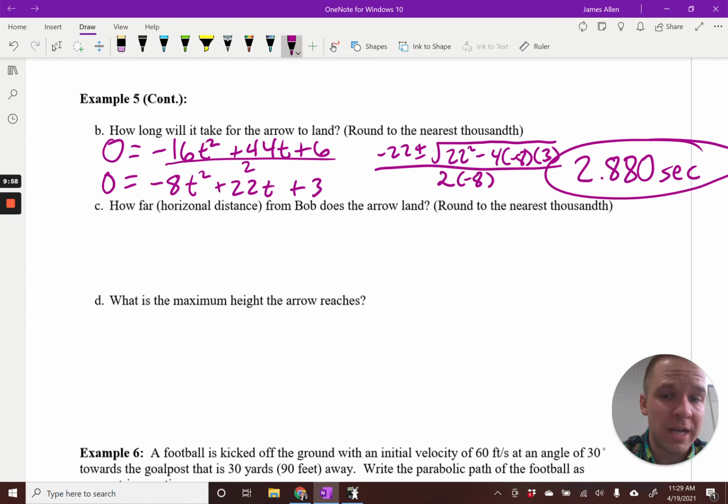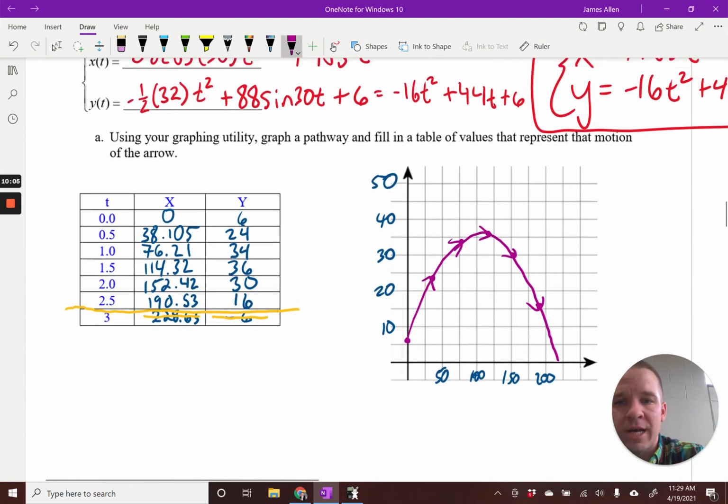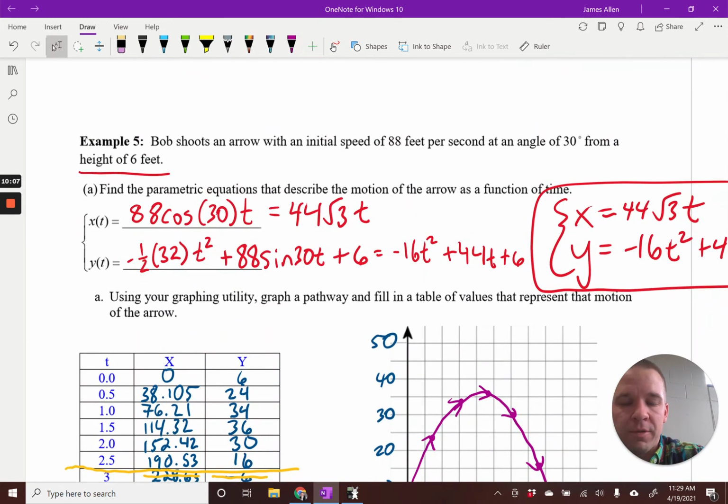Now it says, how far horizontal distance from Bob does the arrow land? Well, we have an equation for the horizontal, right? It's that top one, the 44 root 3 t. Well, I want to know how far it's traveled.